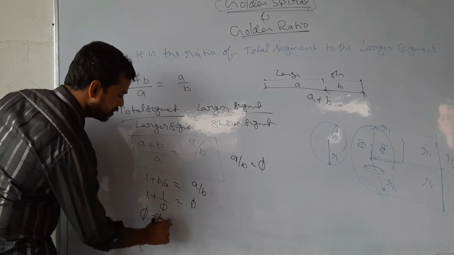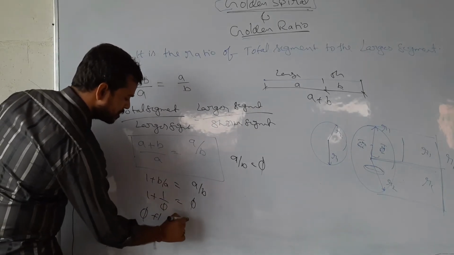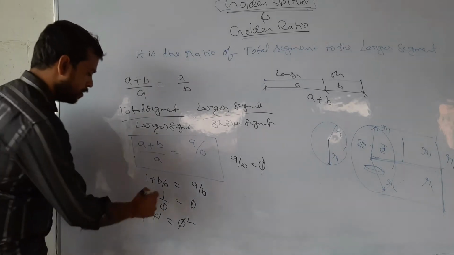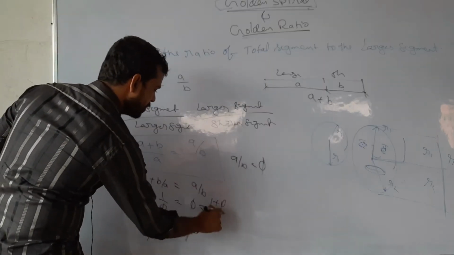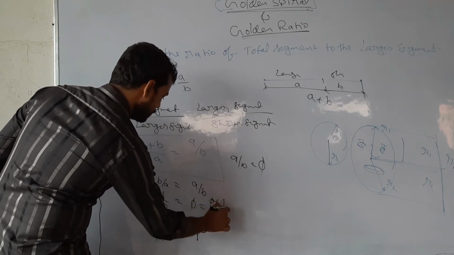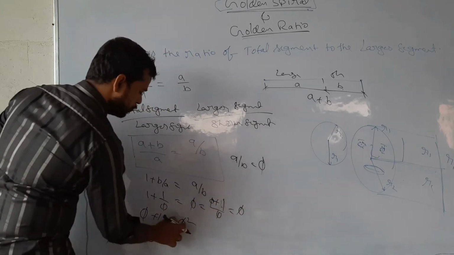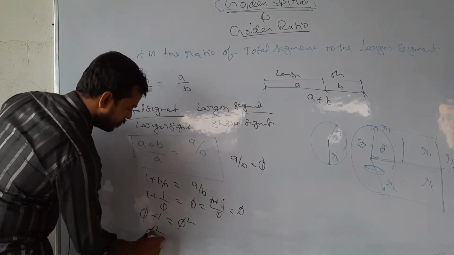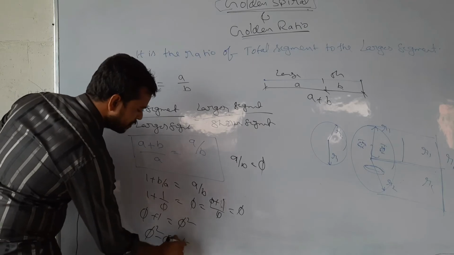φ plus 1 is equal to φ square. Okay, φ plus 1 is equal to what? There will be 1 plus φ by φ, sorry, φ plus 1 by φ is equal to φ. So φ square is equal to φ plus 1. So φ square minus φ minus 1 is equal to 0.